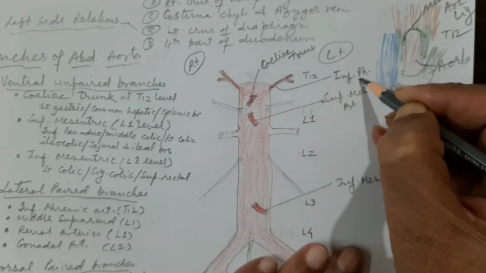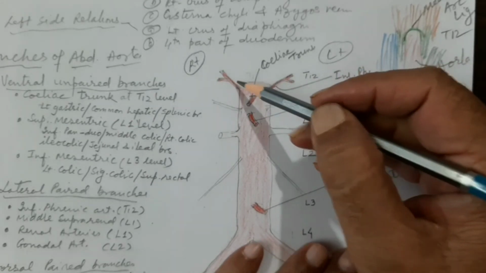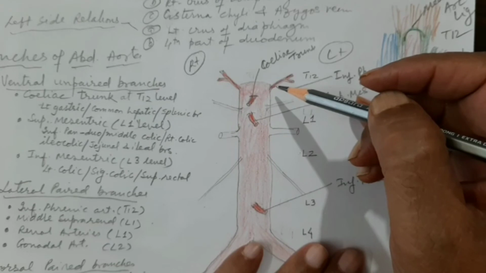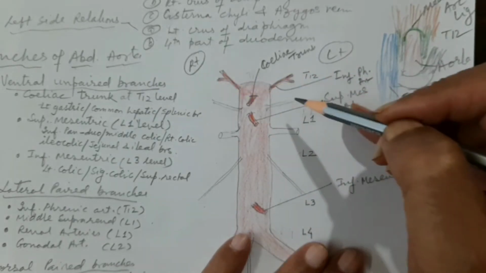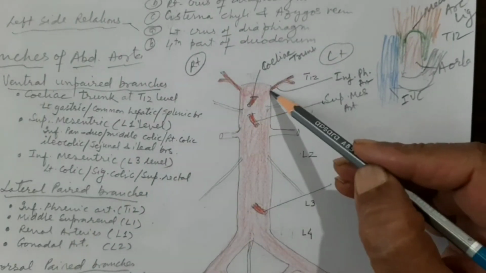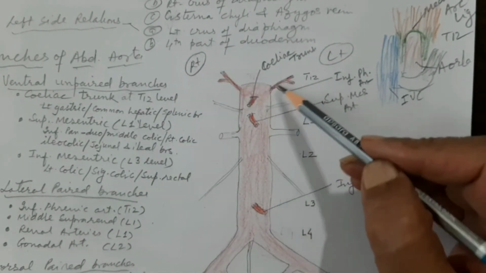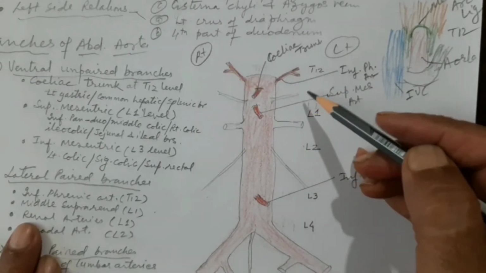Inferior phrenic artery. Phrenic means to the diaphragm. So these arteries are going to supply the diaphragm, and they will give a branch called the superior suprarenal branch. So these are the two, right and left, inferior phrenic arteries supplying the diaphragm.